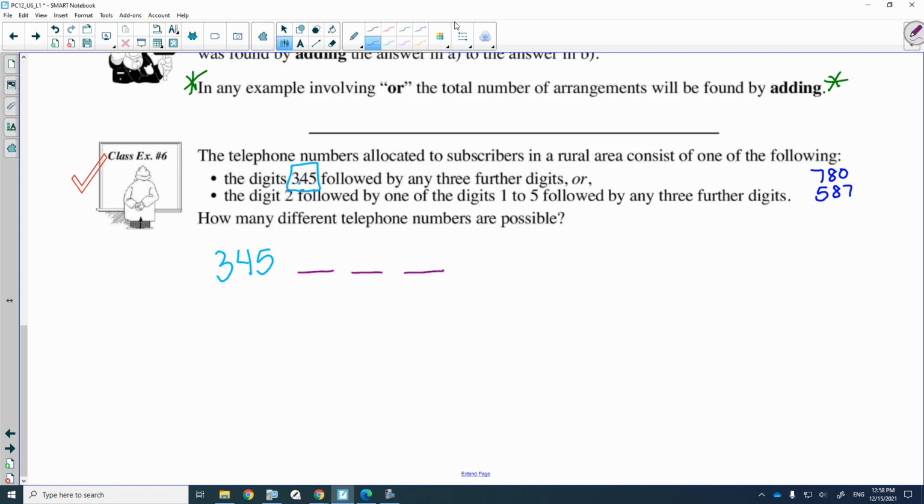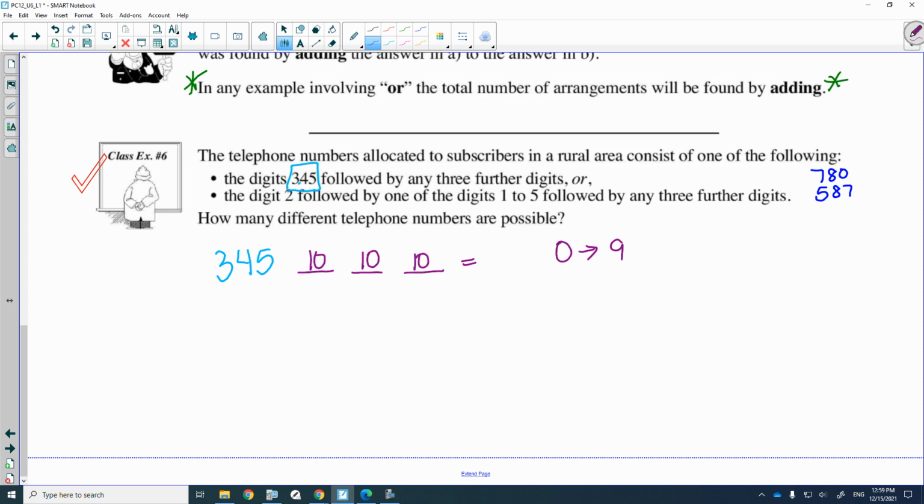You know that the digits are 0 through 9, so there's 10 digits that you could choose from. There's no restrictions because it said followed by any 3 further digits, so it could be 000 if I wanted. So how many choices of digits can go here? That's going to be 10. How many choices in the next stage? 10. And how many choices here? 10. That would give you 1,000, 10 times 10 times 10. There's 1,000 different numbers that can be made, starting with 3, 4, 5, and then having 3 additional numbers.